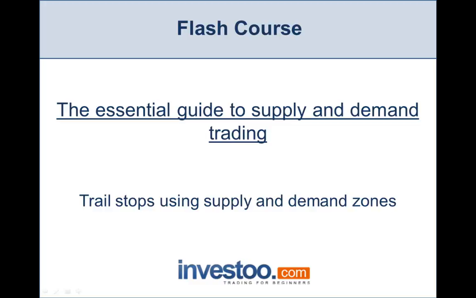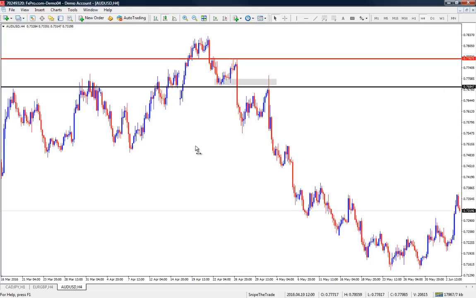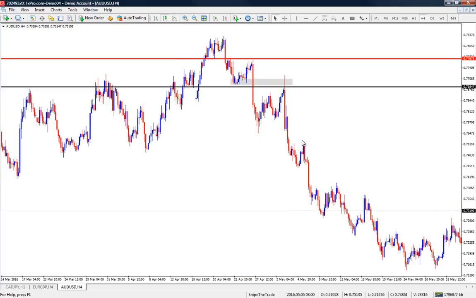In this lesson, we are going to finally learn how to use supply and demand zones to trail our stops. And what we're going to do is go back to the Aussie US dollar 4-hour chart and to this position that we took on it, all right?